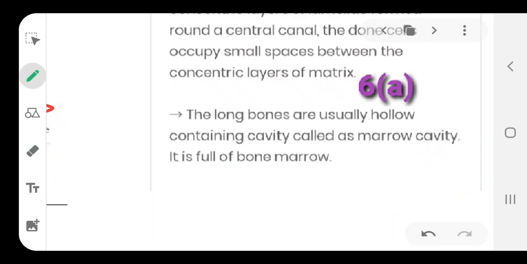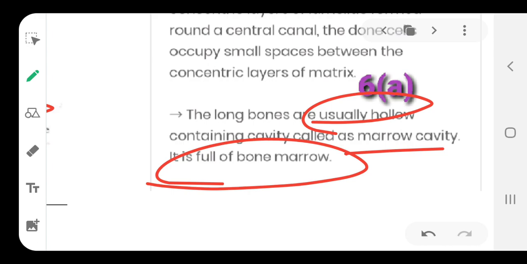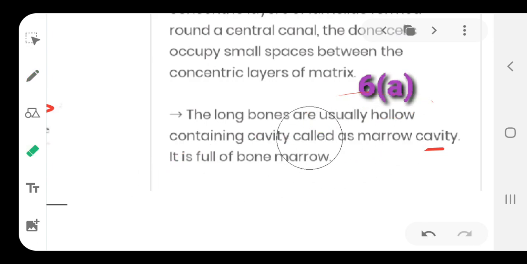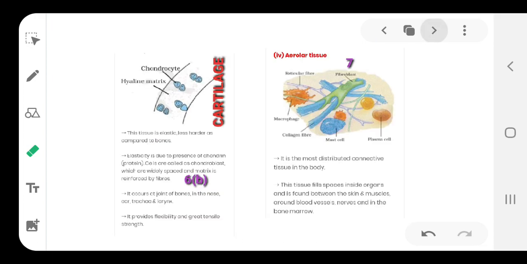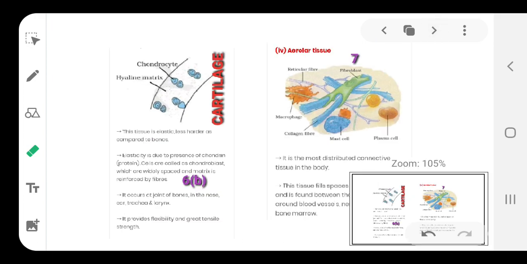Then the long bones, so thigh bones, basically they are hollow. Why are they hollow? Because they have a cavity called the bone marrow cavity, and in this bone marrow your blood cells or corpuscles are made. All RBCs and WBCs are synthesized in bone marrow. So check out this data from your respective books for the explanation, because these two topics are quite important from an examination point of view. Okay.